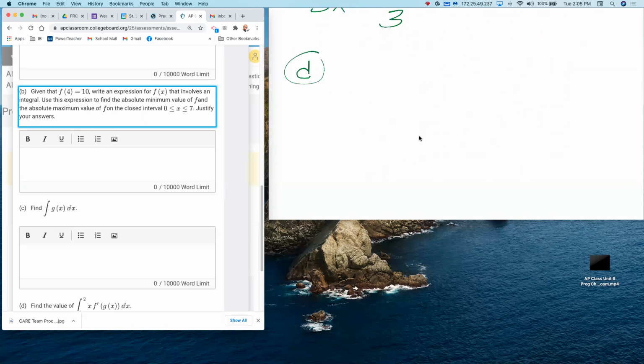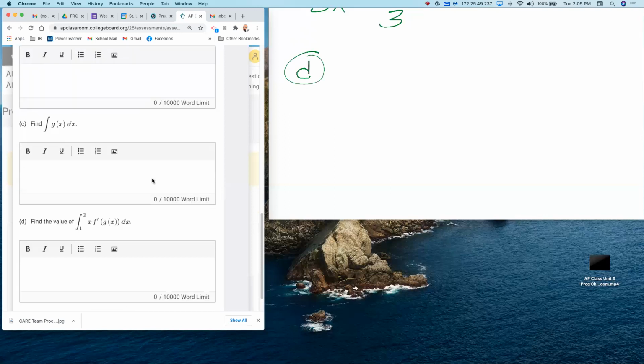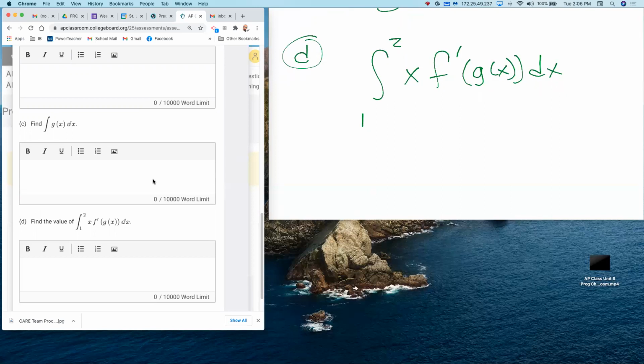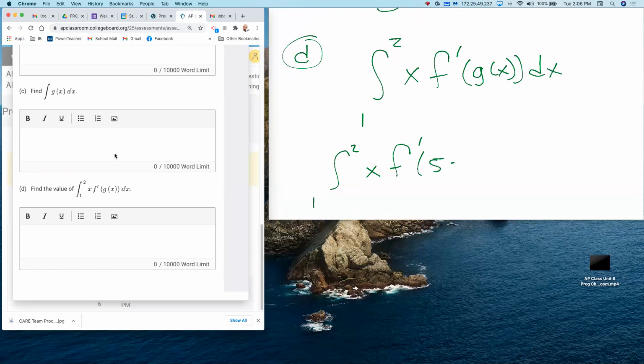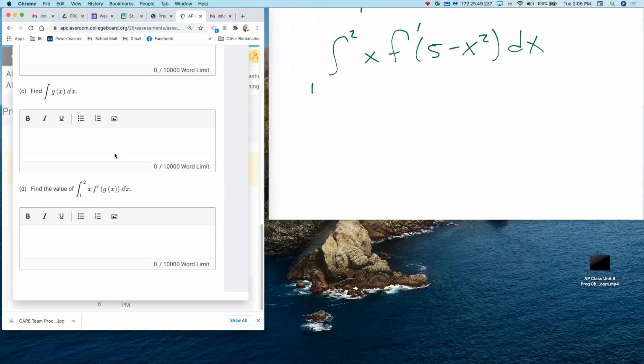Now we get to part D, and I got some complaints on this. Admittedly, some people are like, "Hey, part D is too hard, Alquist." And I would say, yeah, not really, but let me show you how you would do it. So you know that if you look at this, this is f prime of g is 5 minus x squared. So that's the question they're asking you for.